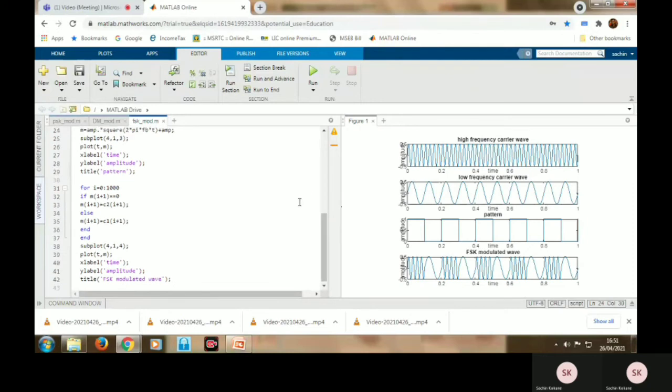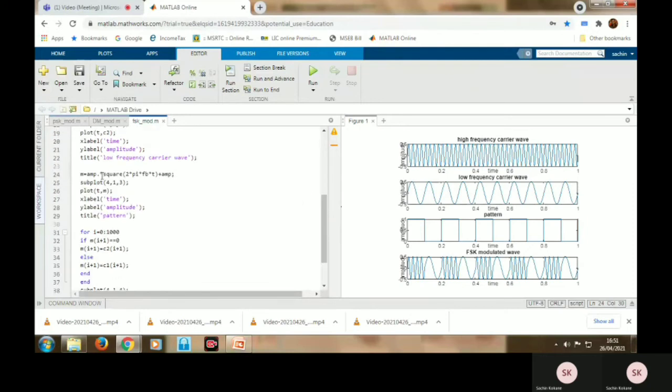After we generated the message signal, we plot it in the third section. Here we are plotting m, the message signal, with respect to time. For the x-axis we give the name time, for the y-axis amplitude, and the title we are giving is pattern or message signal. Now here the logic starts to generate the FSK signal.